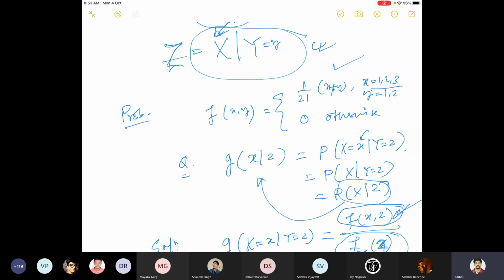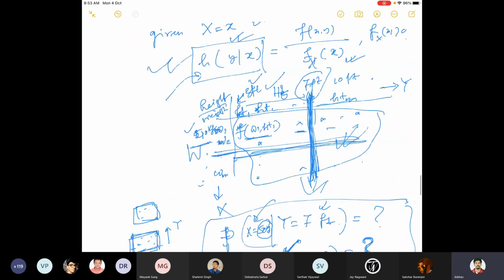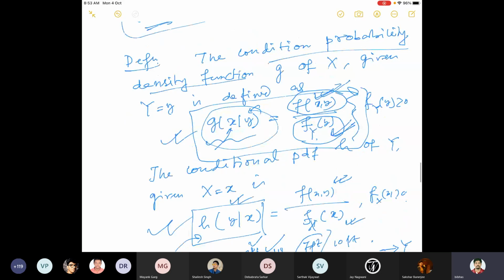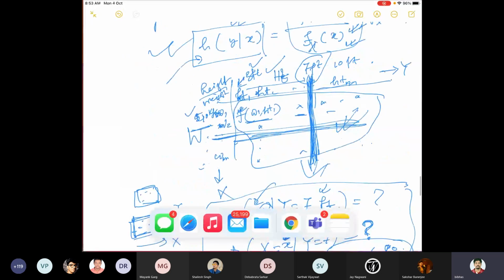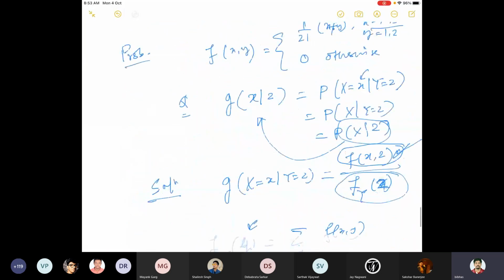Any question regarding this problem? This is very simple. Just have to use the formula. When joint distribution is given to you, you have to use the joint distribution to calculate the marginal one. Then you know this. That's it. Okay, let me solve one more problem.